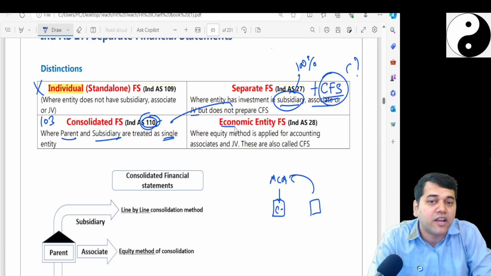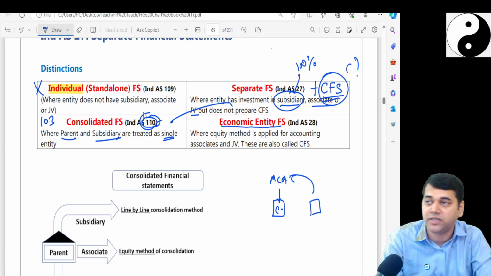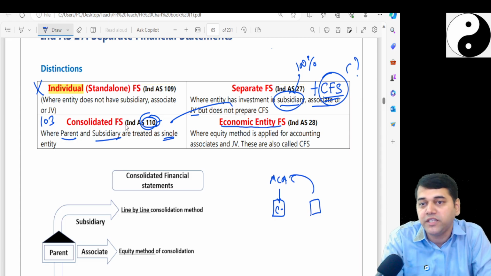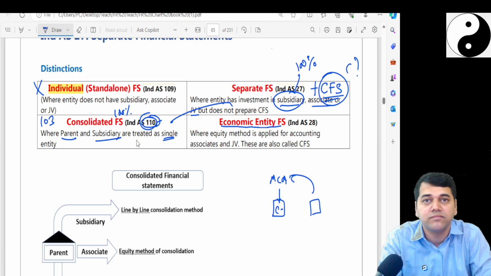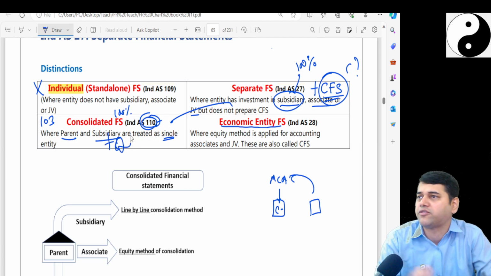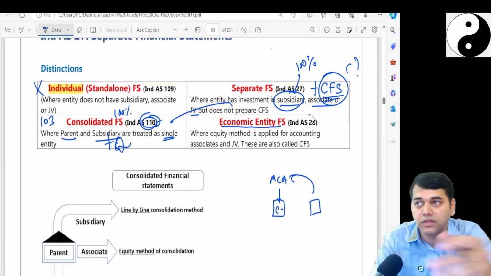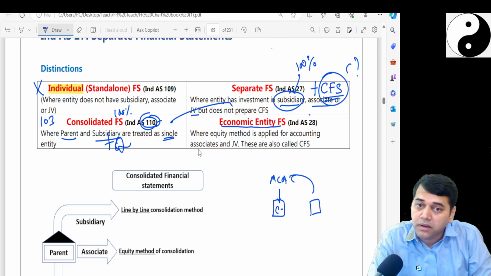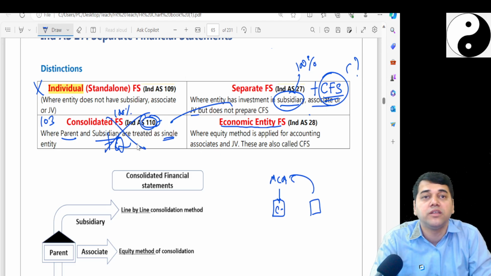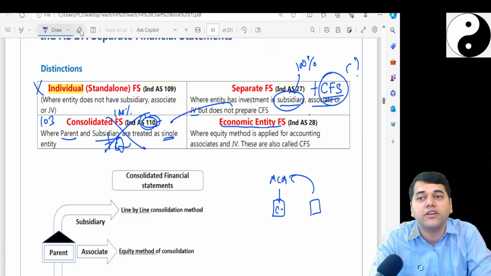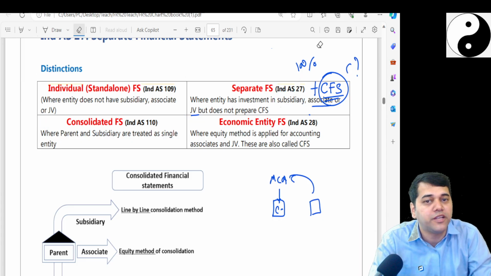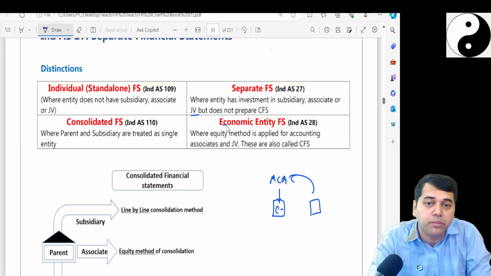Now, the last is the economic entity financial statement. Look, if you already have a subsidiary plus associate, the moment you have a subsidiary, you have to prepare 100% consolidated. You add the associate also. Which method of accounting is to be followed? Equity method of accounting, which we are going to learn now. But what if I don't have a subsidiary? Still you have to prepare a consolidated balance sheet. It's not that if you don't have a subsidiary, you need not prepare, but that consolidated balance sheet is called the economic entity balance sheet.